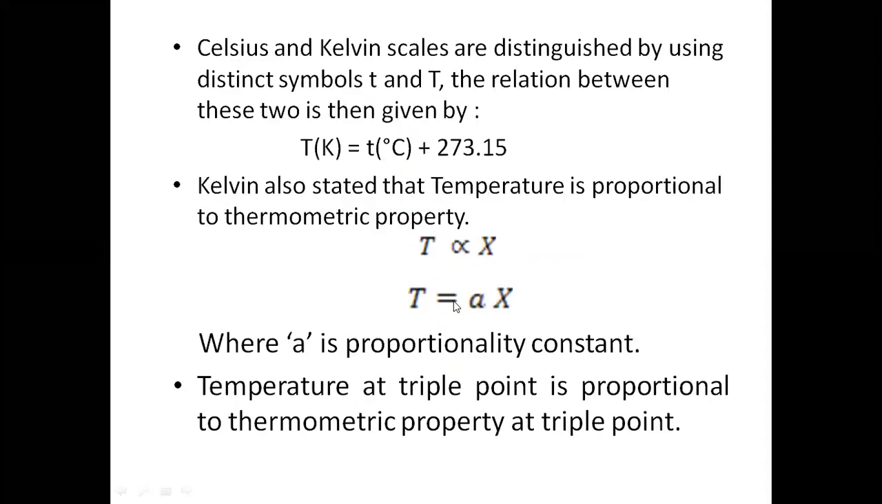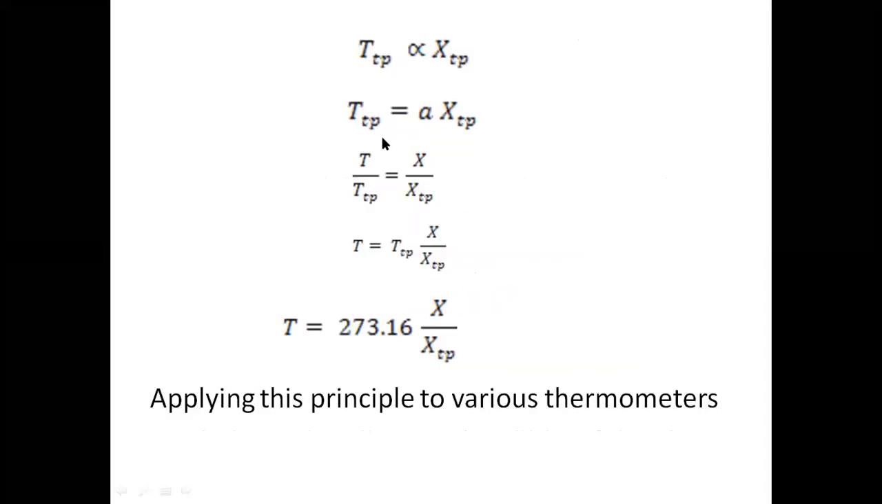Now, if you divide T equal to AX with TTP equal to A XTP, if you divide one with the other, then T by TTP equal to x by XTP. Then T equal to T at triple point into x by XTP. Temperature at triple point is 273.16. T equal to 273.16 into x by XTP.